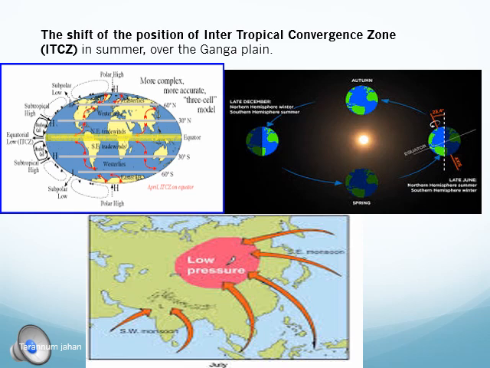Wherever you get the direct sun rays, there you will find the low pressure area. And wherever you find the low pressure area, the ITCZ also gets attracted toward that place. So that is the reason why the ITCZ shifts towards the north and the south, because of the movement of the earth and the rays of the sun.